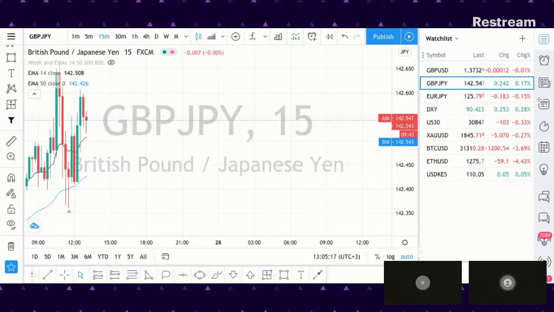We have a buy at 142.48, so already we are in profit, but this is not enough. Our expectation is that price is going to pump up to break up to 142.7, which will be around 30 pips. So it is a waiting game. So let's wait and see.